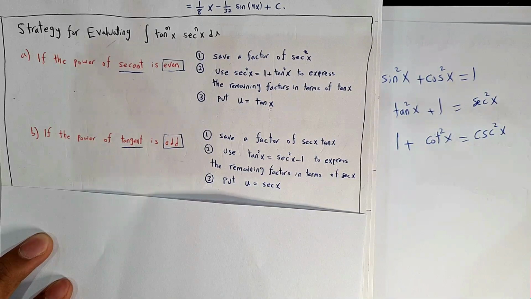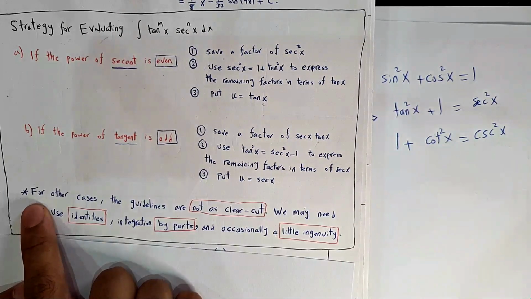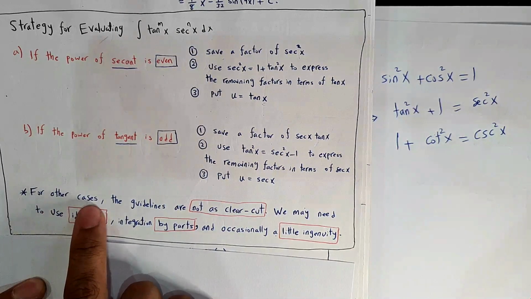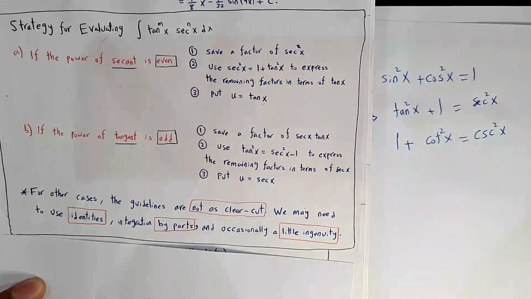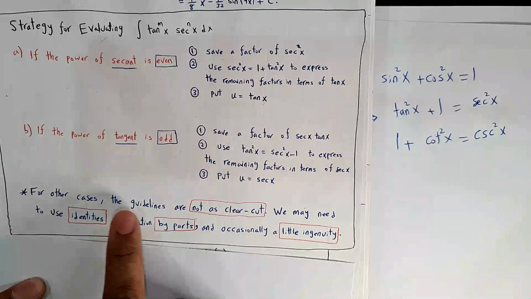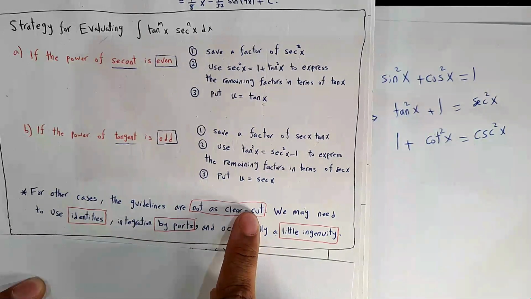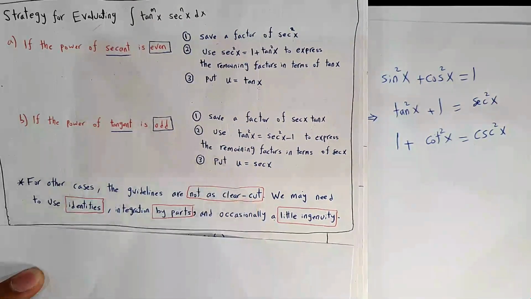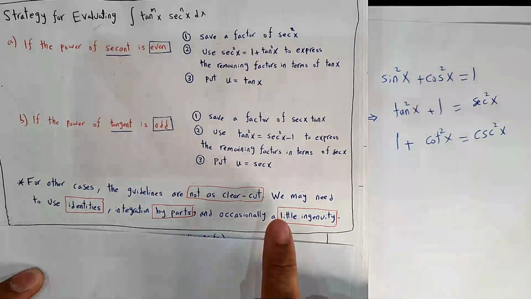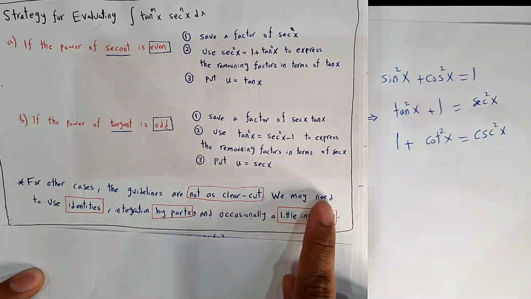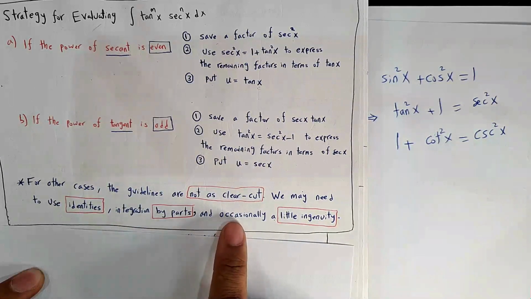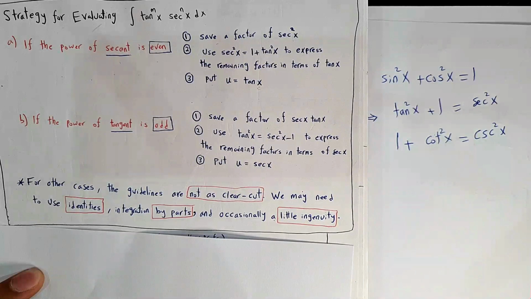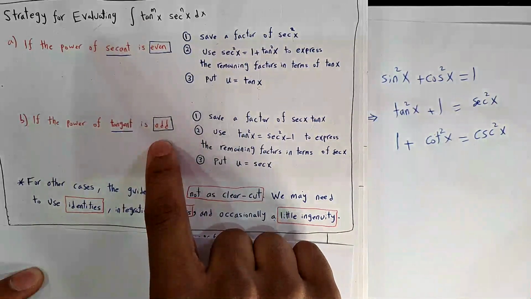Now somebody will say, what about the other cases? The textbook says for other cases, I mean if the power of secant is odd or the power of tan is even, etc., then the guidelines are not as clear cut. That means we do not have a guideline to follow. In this case, we may need to use identities, integration by parts, and occasionally a little ingenuity. That means little intelligence. So we will take one example here and one example here.